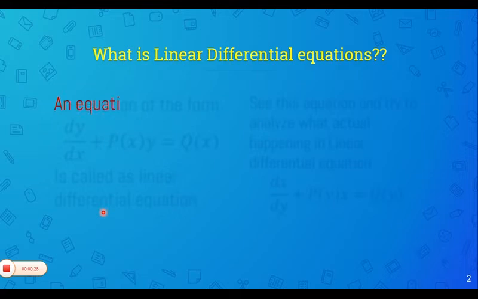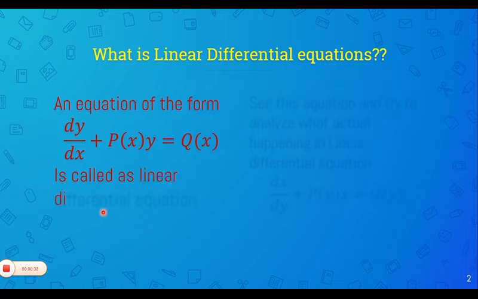An equation of the form dy by dx plus p into y equal to q is called a linear differential equation. If you see, the first term of the LHS is dy by dx, that is, the derivative of y with respect to x. The plus sign is compulsory. If you get a minus sign here, then you have to write a plus sign and adjust that minus sign with the second term.